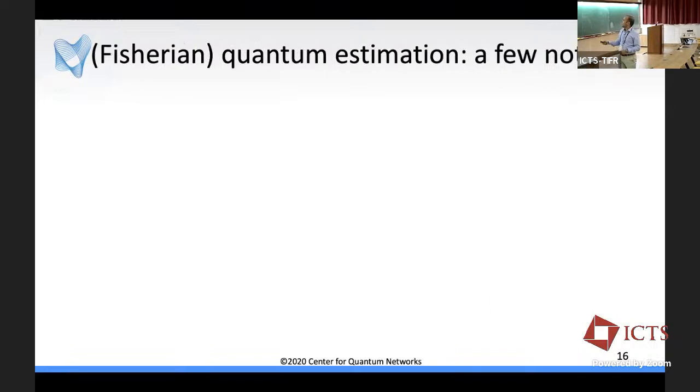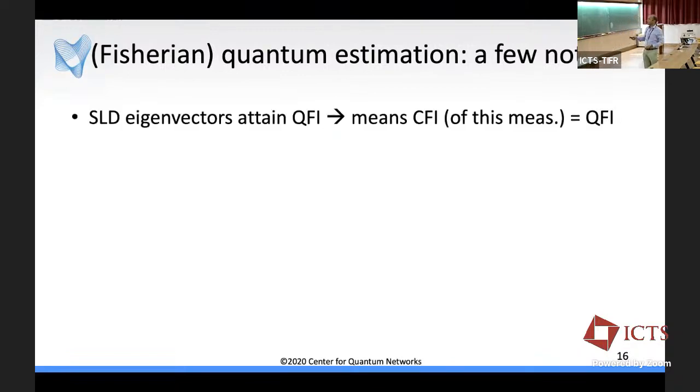All right, so for Fisherian quantum estimation theory, I'm only going to make a few notes because you have heard a lot of it from Carl's talk and Sai's lecture. A couple of notes: the SLD eigenvectors attain the QFI. And whenever I say attain the QFI, what I actually mean is that if you take that SLD operator, the L operator I showed, calculate its eigenvectors and use that as a projective measurement to measure rho of x, you get a P of y given x. Calculate the classical Fisher information G of x from it, and it will equal the quantum Fisher information K of x. That's what I mean by attaining the quantum Fisher information.